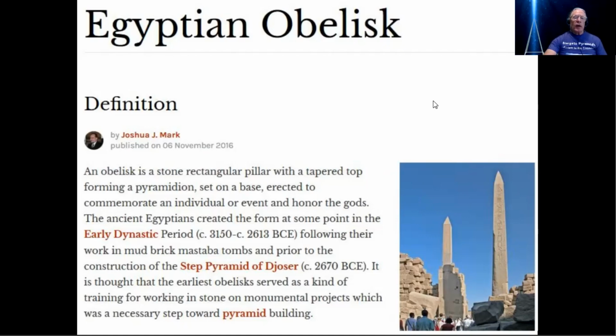Now, one of the key factors to remember is that obelisks generally were found in pairs, and that's significant as we go forward in determining what's happened to a lot of these obelisks over time.